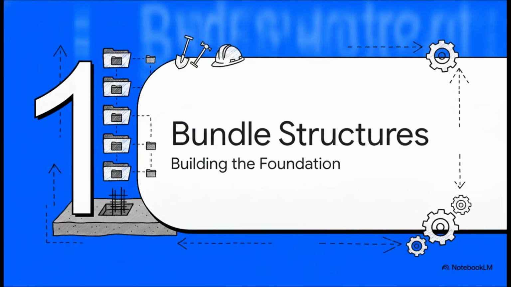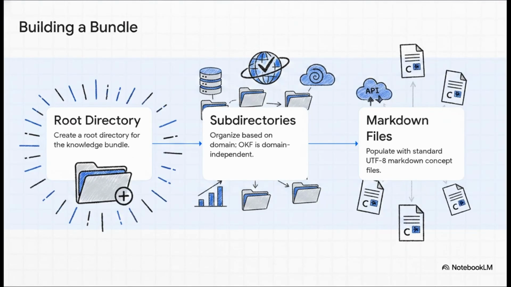Section 1, Building OKF Bundle Structures. Let's lay the foundation for our construction project and build out the actual directory structures. Building a bundle is literally just 3 straightforward steps. Step 1, you create a root directory. Step 2, you organize your subdirectories.